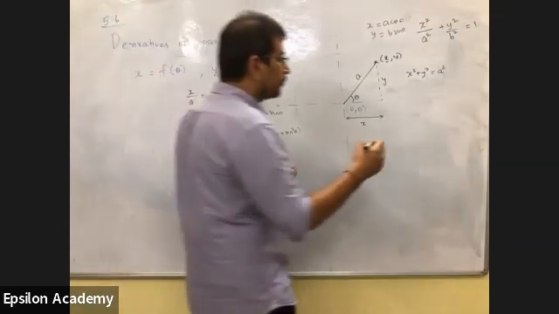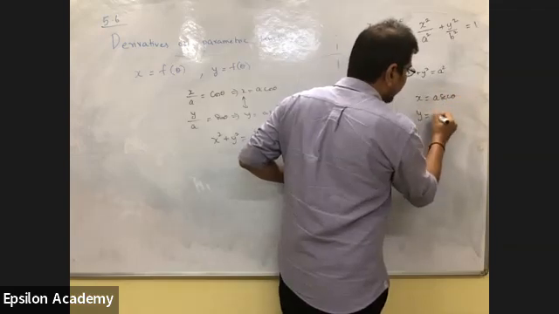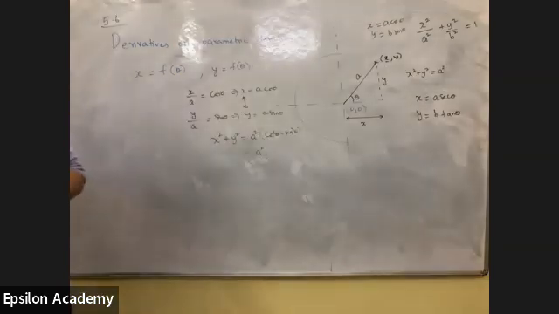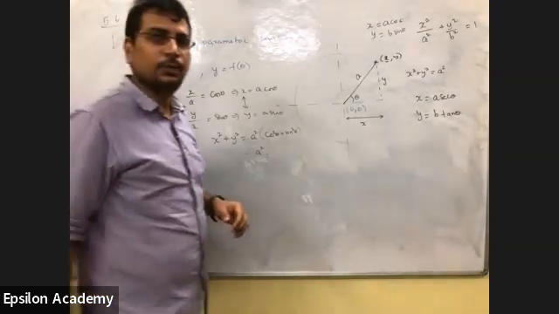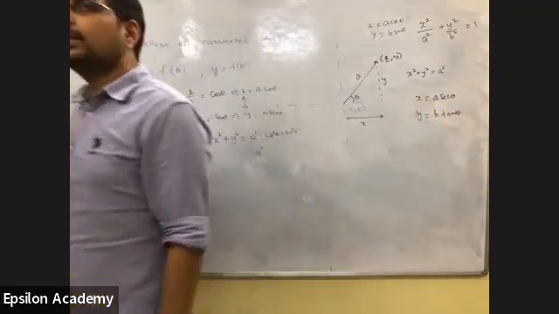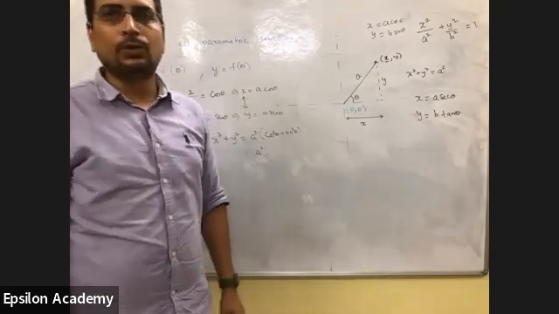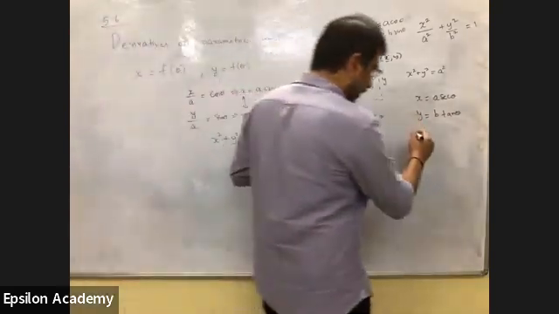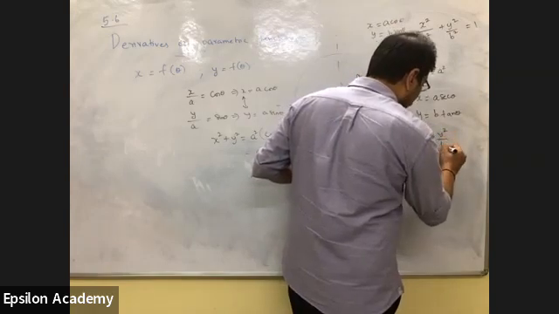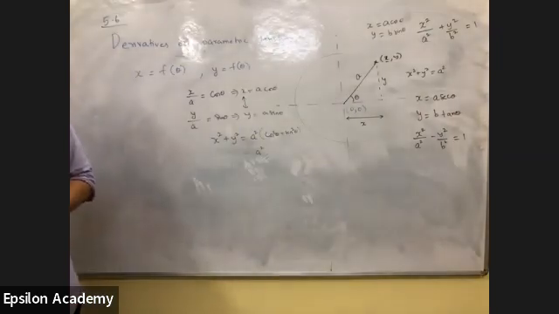So in a similar way, if I have x is equal to a secant theta, y is equal to b tan theta, then this would be the parametric equation for. So what is the relation between secant and tan? Secant square minus tan square is equal to 1. So this will be the equation x square by a square minus y square by b square is equal to 1. Are you able to understand?